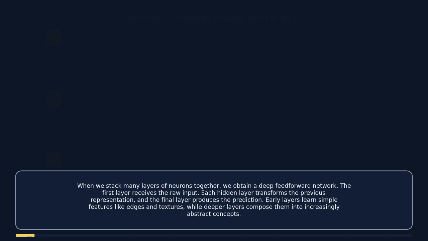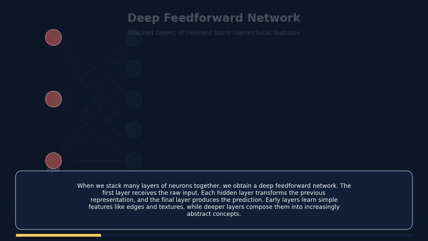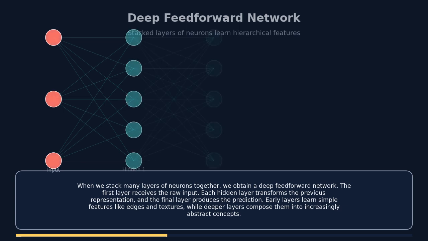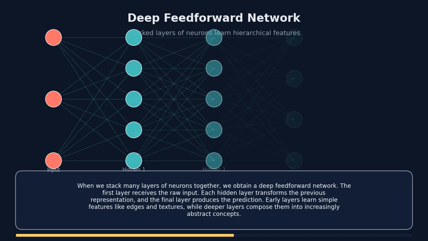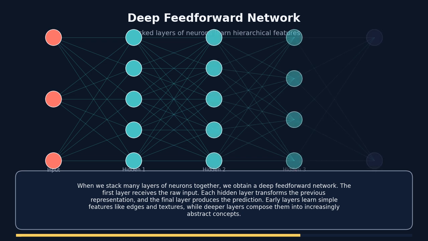When we stack many layers of neurons together, we obtain a deep feed-forward network. The first layer receives the raw input. Each hidden layer transforms the previous representation, and the final layer produces the prediction. Early layers learn simple features like edges and textures, while deeper layers compose them into increasingly abstract concepts.